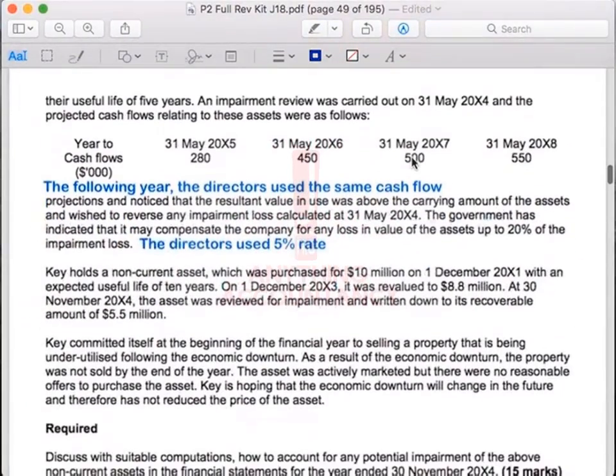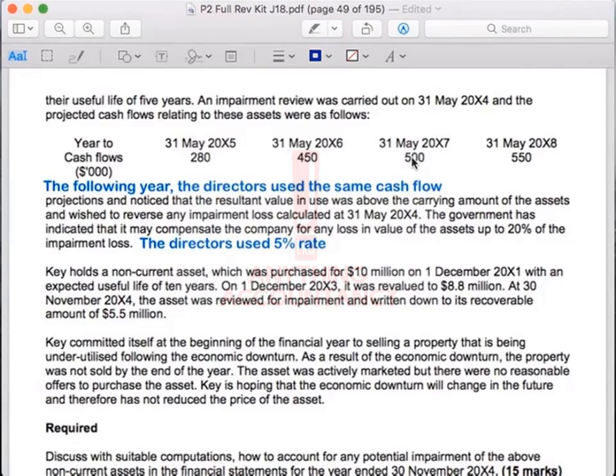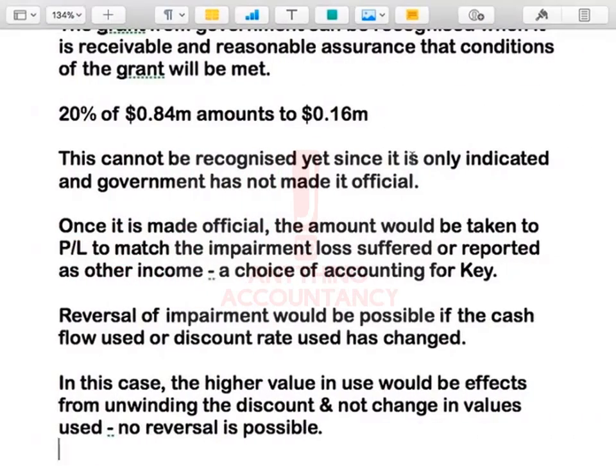All right. Key holds a non-current asset which was purchased for 10 million on 1 December 2001. Expected useful life of 10 years. On 1 December 2003, it was revalued to 8.8 million. At 30th November 2004, the asset was reviewed for impairment and written down to its recoverable amount of 5.5 million. Okay. How do you handle the second asset?